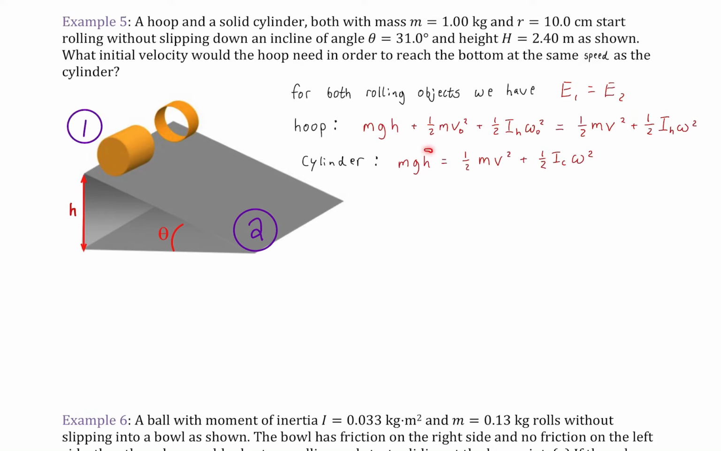All right? For the cylinder, it starts with all potential energy because it starts from rest. And then at the bottom, it's got all kinetic energy. Okay?